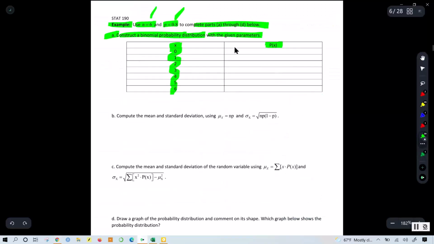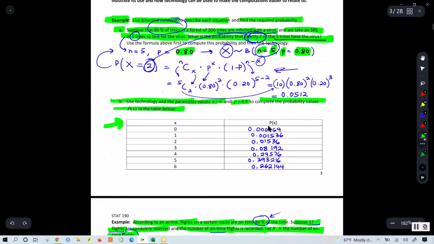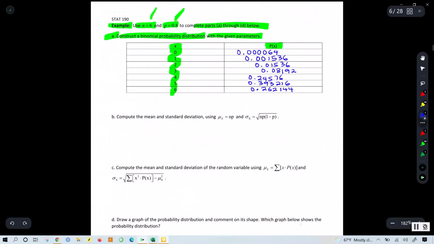I have that value. I can take it back here. And if you recall, we did this computation earlier. Here are those probabilities here. So I'm going to copy all of these values and paste them here. So I have computed all the probabilities there. So the probability of x equals 0 is the first value of 0.000064.